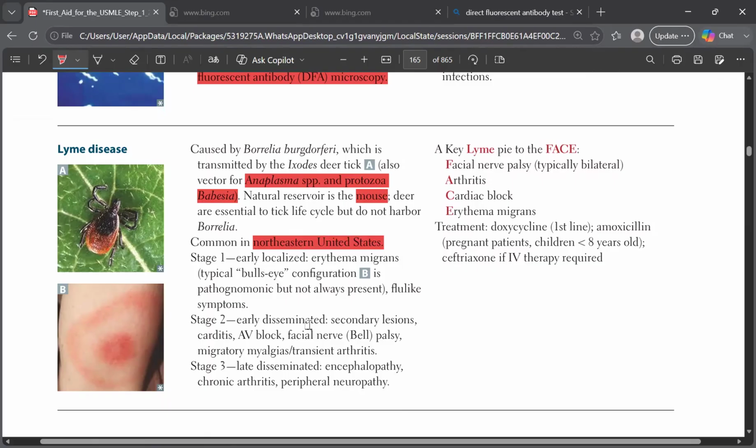Treatment is doxycycline, first line, and then there's amoxicillin in pregnant patients and children less than 8 years of age, and then there's ceftriaxone if IV therapy is required. So first line is doxycycline. For pregnant patients and children, there's amoxicillin, and ceftriaxone if IV therapy is required.